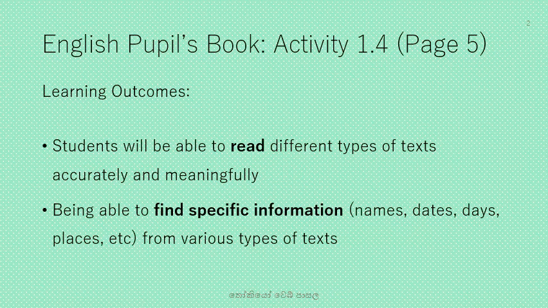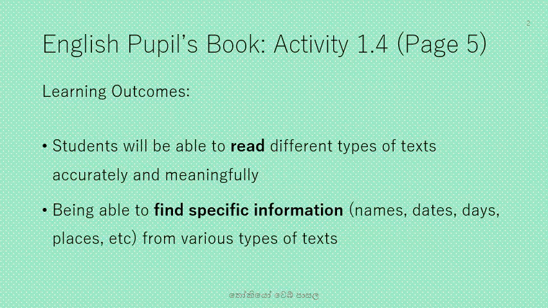The first activity which we will be doing today is from the English Pupils book, activity 1.4, which is on page 5. So you may turn your English Pupils book to page 5. Let's see what we are going to learn from this activity. As usual, I have given here the learning outcomes.